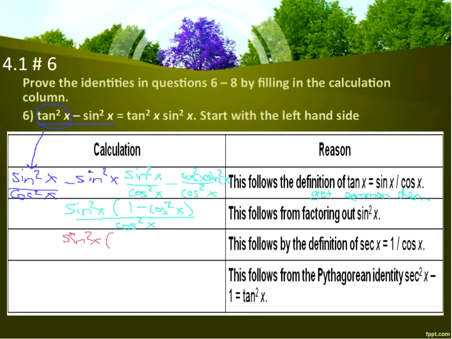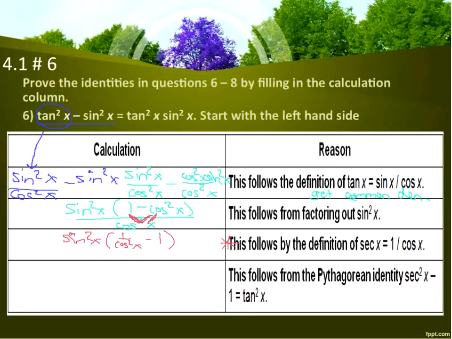So again, I pulled out my sine squared x. So now I'm going to write this as 1 over cosine squared x minus, if I put these two under each other, I'm just going to get a 1. So see what I'm doing? I'm just putting it under each portion individually.